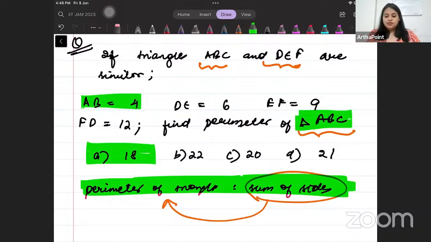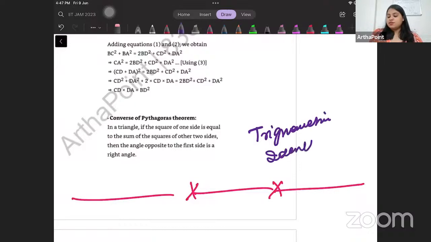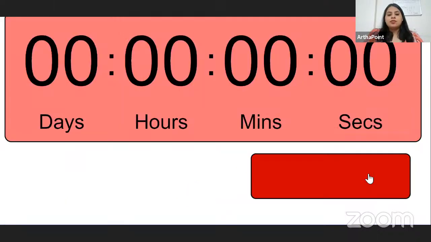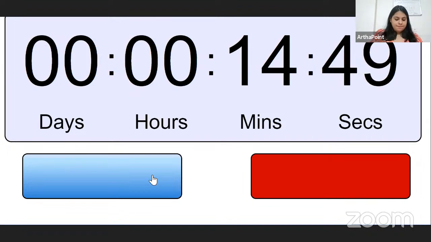So with this, we end the topic of triangles, beta. The next topic that I will be taking now after break is trigonometric identities. And we will revise trigonometry. Okay, let's meet after break. Thank you.